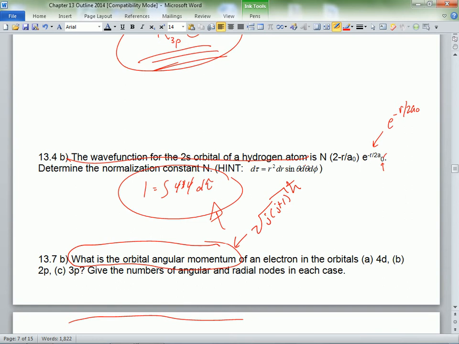I really like the word magnitude, but a lot of times we don't use it. If you're driving 30 miles an hour down the road, we don't say we're driving a magnitude of 30 miles an hour. We just say 30 miles an hour. Same thing here. They're just saying orbital angular momentum. They're really referring to the magnitude of the orbital angular momentum. That is what this expression is.